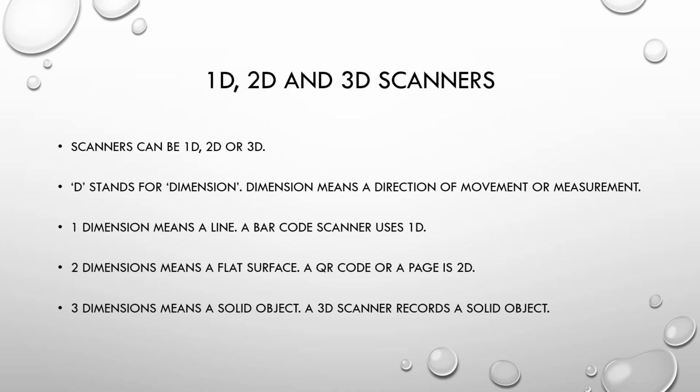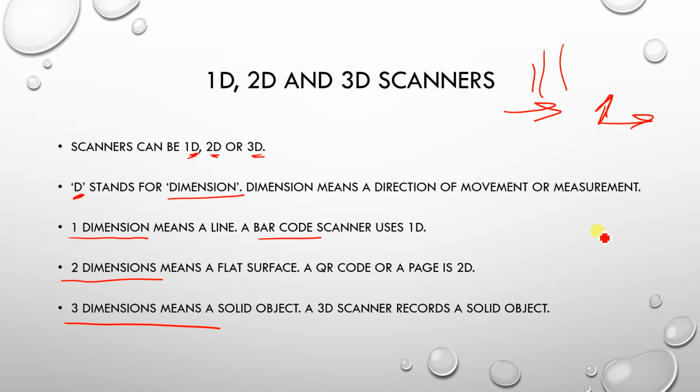Okay then, so scanners can be one-dimensional, two-dimensional or three-dimensional. The D stands for dimensional, or dimension I should say. And when we talk about dimensions, we're just talking about the direction of measurement. An example of a one-dimensional scanner would be a barcode reader, because it just goes along one direction. Two-dimensional would be the QR code, because it can go in two directions, and a three-dimensional scanner is going to give you three different dimensions. This one would be depth.